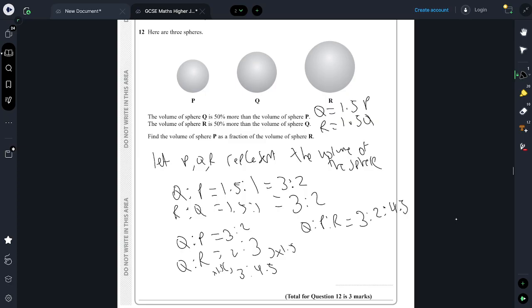And we want whole numbers, right? So we can scale this by 2 to get rid of this. So that's the same as saying 6 to 4 to 9. Cool, but then it's saying express P as a fraction of R. So we know that from this 4P is 9R. Therefore, P in terms of R is going to be 9 over 4R. So as a fraction of the volume of R, P is going to be 9 over 4R. There you are.